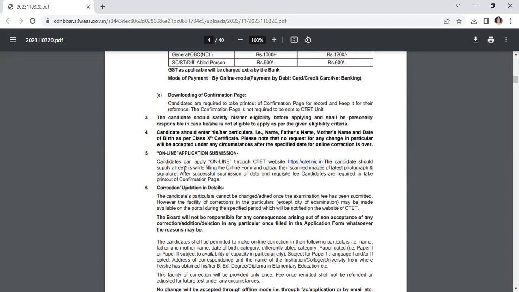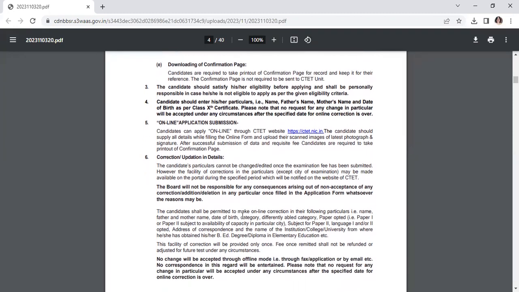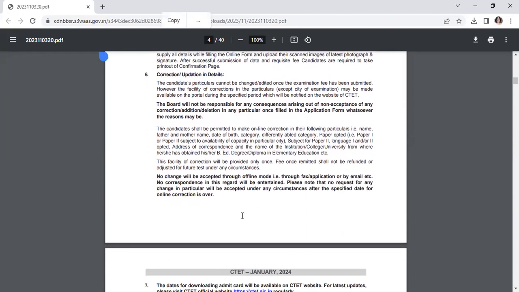Online application submission. Candidates can apply online through the CTET website. This is the website name. The candidate should supply all the details while filling the online form and upload scan images of latest photograph and signature. After successful submission of data and requisite fee, candidates are required to take a printout of the confirmation page. Correction and updation in details: the candidate's particulars cannot be changed or edited once the examination fee has been submitted.